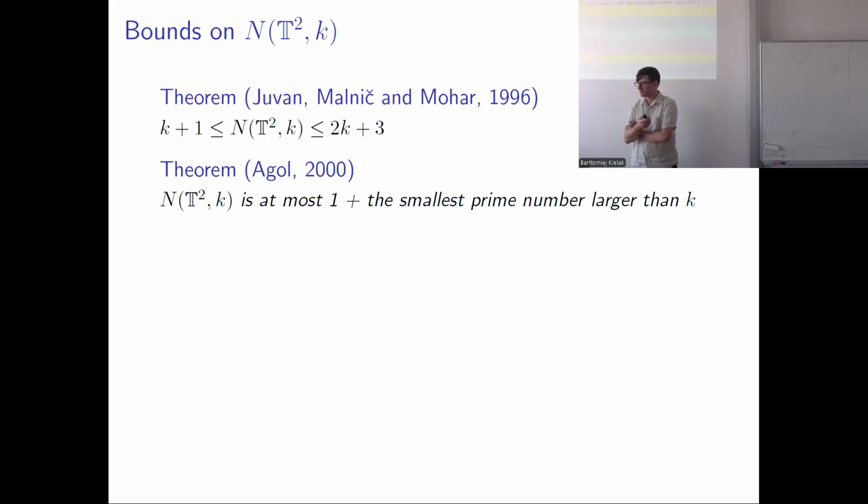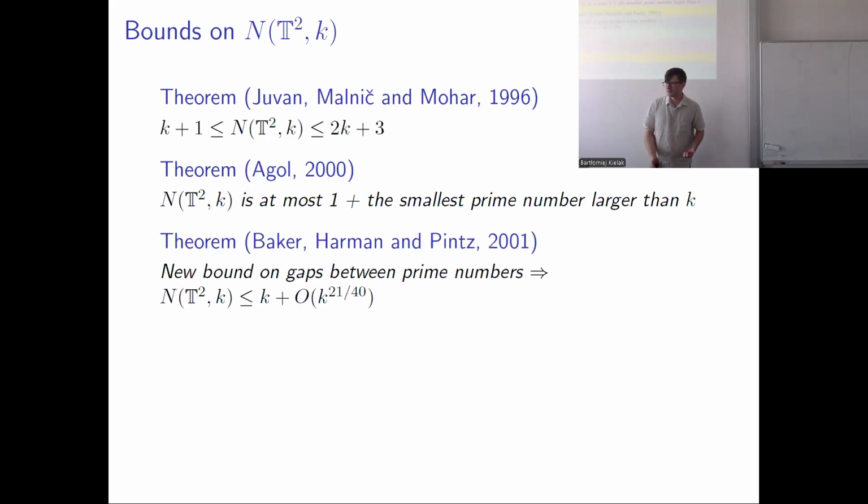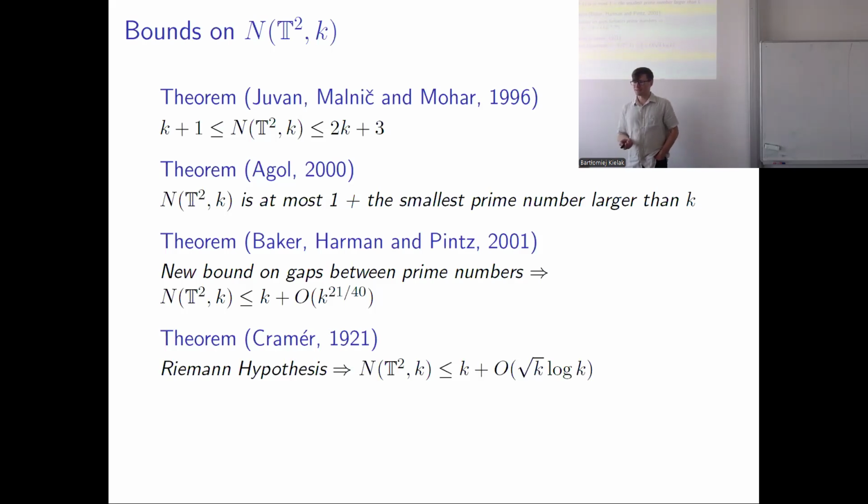And what is the smallest prime number larger than k? So we basically ask about the gaps between prime numbers on integers. We do have a few results about this. One of the best results is due to Baker, Harman, and Pintz from 2001, which gives us that the maximum size of a k-system is at most k plus something which is roughly k to the power of 0.525. But we also have an old result by Cramér from 1921 that if we believe in the Riemann hypothesis, then we can narrow the gaps between prime numbers. This way we can obtain an upper bound of k plus big O of square root of k.